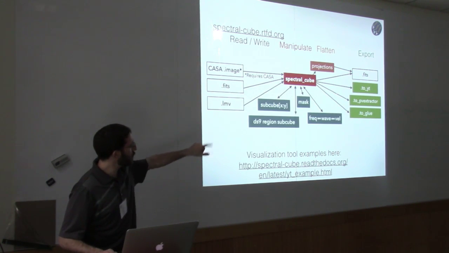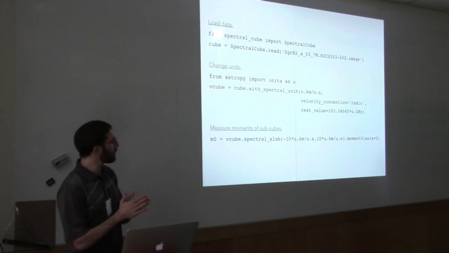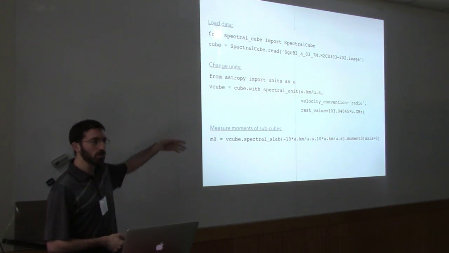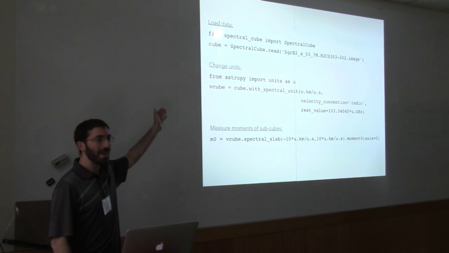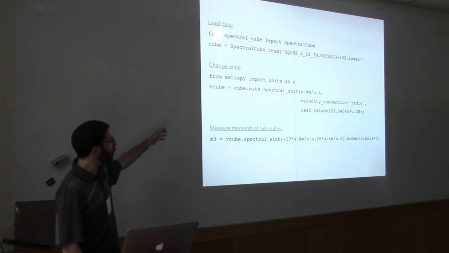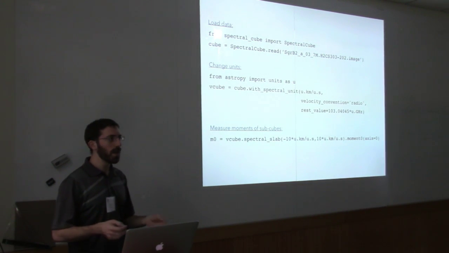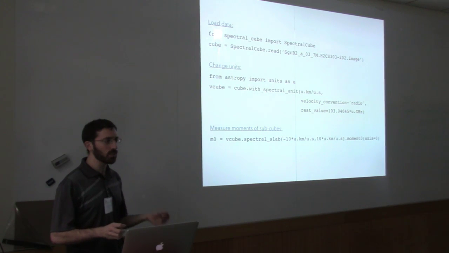It can also do the translations between frequencies and velocities. So these are just some examples. You can very easily open cubes. The top one is actually showing how to open a cube in CASA. The second one is showing how you can change units. So if you want to go from frequency to velocity for your cube, it doesn't require changing anything about the underlying data. All it's doing is changing the spectral axis, so it's very cheap.